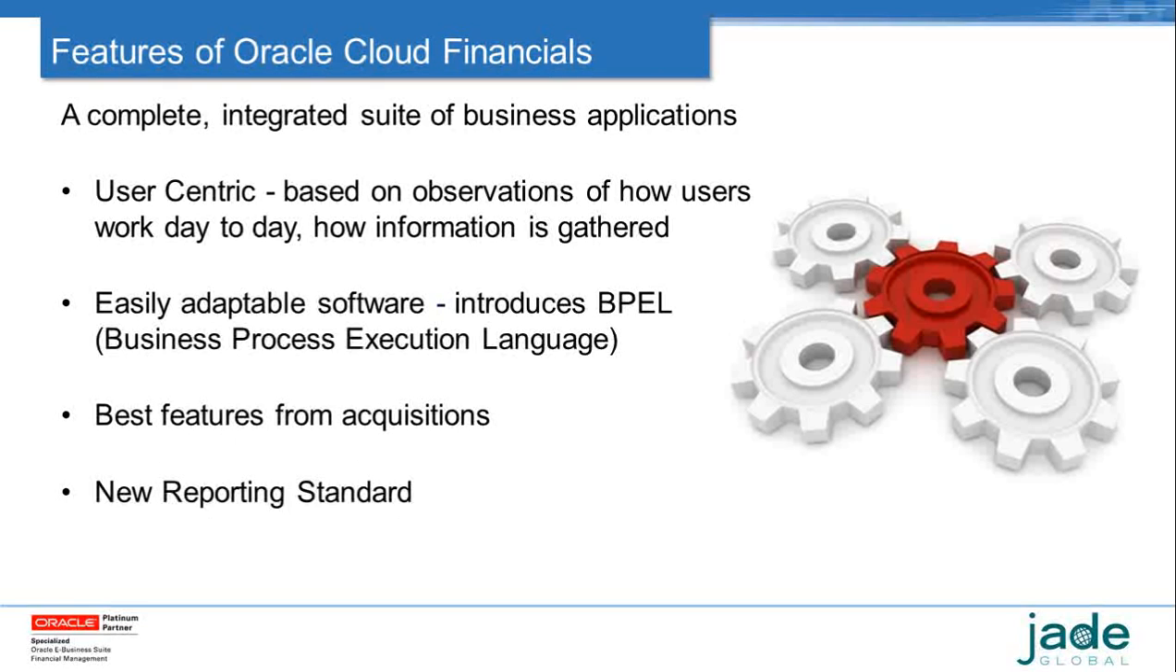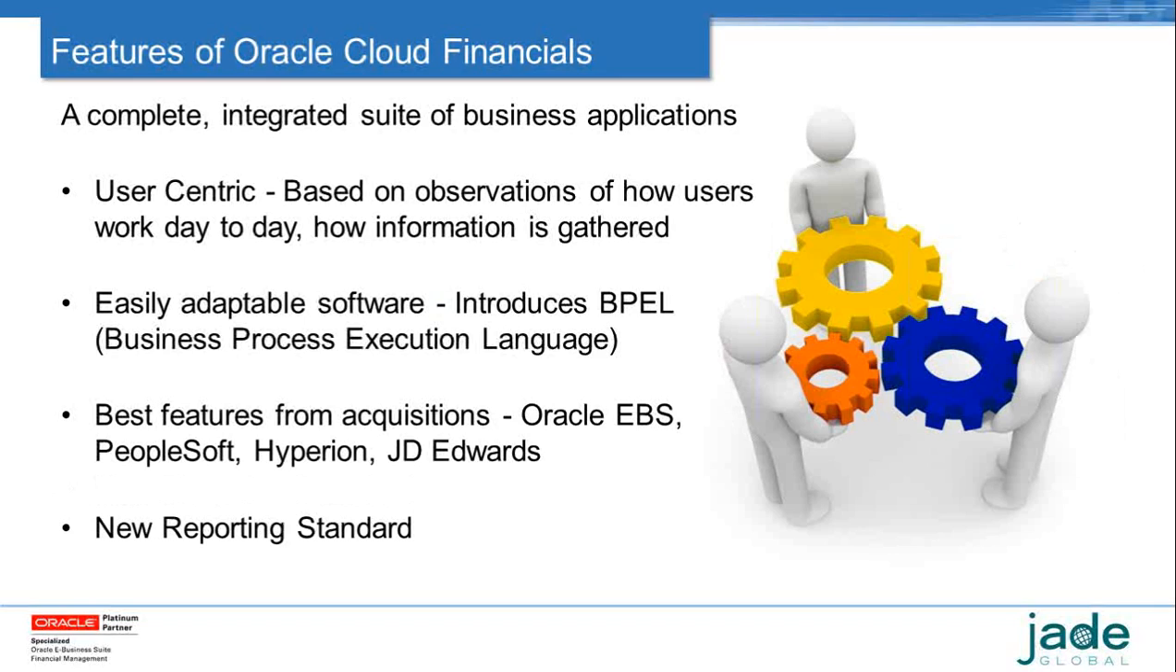The next feature is that Oracle has acquired and adapted the best features from its acquisitions. This includes Oracle E-Business Suite, PeopleSoft, Hyperion, and JD Edwards. Likewise, Fusion includes additional functionalities that don't exist in any other financial product or even in the marketplace. So you are getting the best of what this software provides and much more.